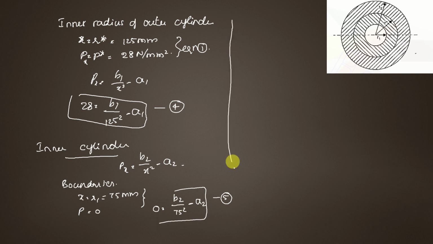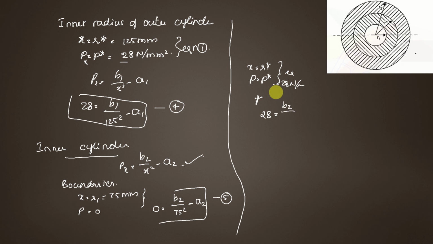And one more boundary is there. Another boundary at the outer radius of the inner cylinder, that means at r star. So x will be here r star and p will be p star. Let us substitute these two in this equation. So what will you get? In the place of px I will substitute p star. P star in the question is given as 28 Newton per mm square. So I will directly substitute 28 is equal to b2 by r star, R star is given as 125 square minus a2. Take it as equation number 6.